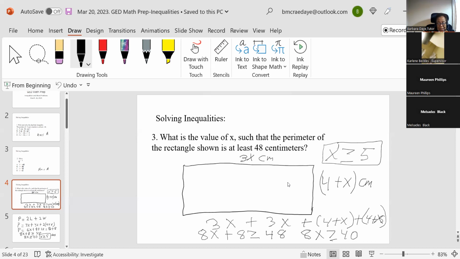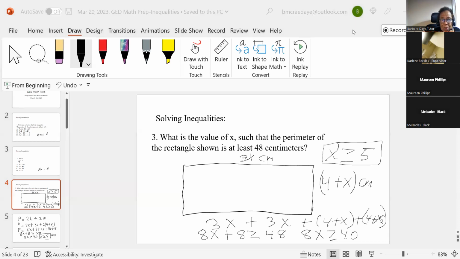You got it? Yes, Miss Barbara. Mercedes, did that clear it up for you? Yeah, I got it when I said 3x centimeter. Okay, I know you've got to go and come back later. That's right. We're going to stop here, and you can send me some homework.